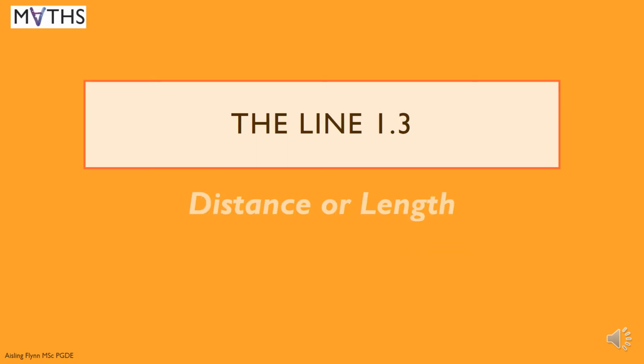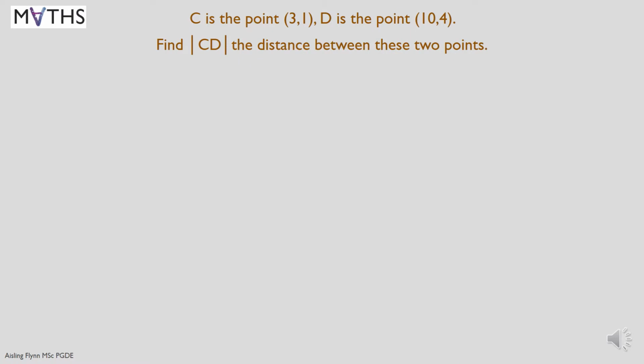This is the line 1.3, distance or length. So we're going to go through this by answering a question. C is the point (3, 1), D is the point (10, 4). Find CD, the distance between these 2 points.